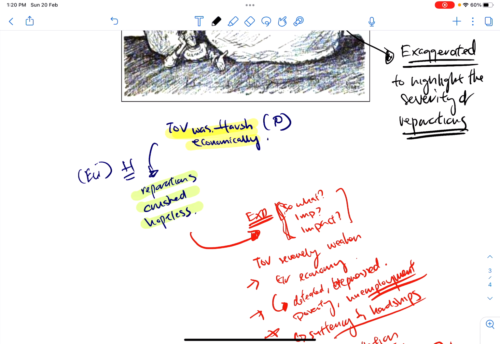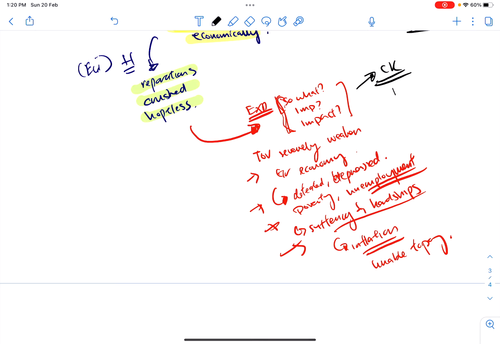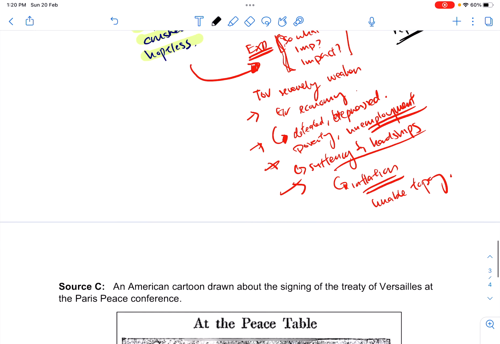So the next part is to think about the CK, which is meant to complement your analysis. In this case, the CK will be your reparations. Pick the one that is relevant now. So it will be the reparations, and it will be the why. Why was Germany unable to pay?